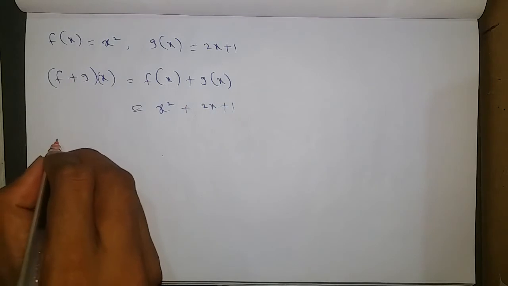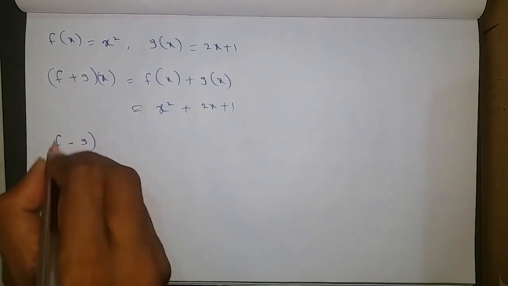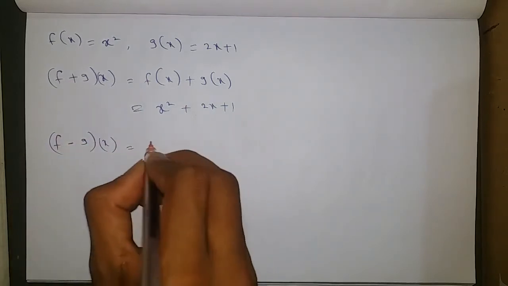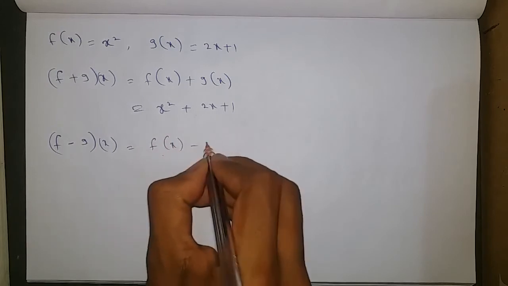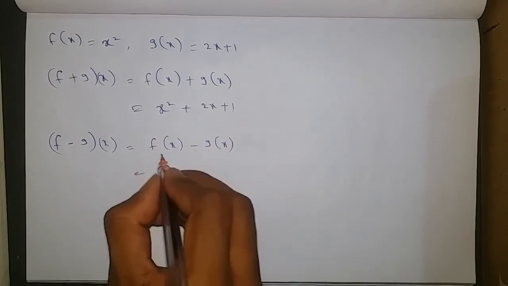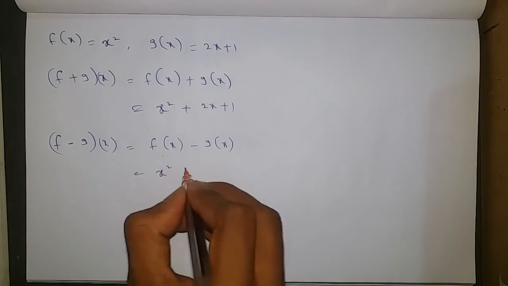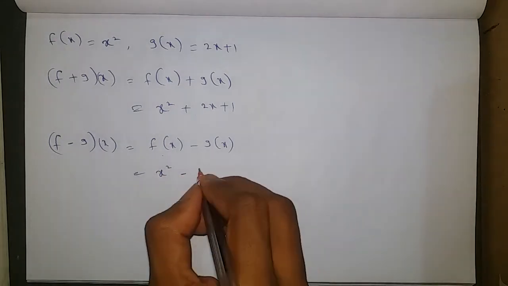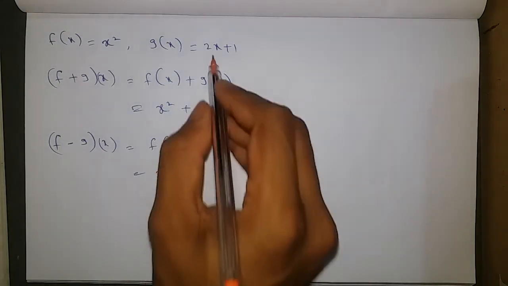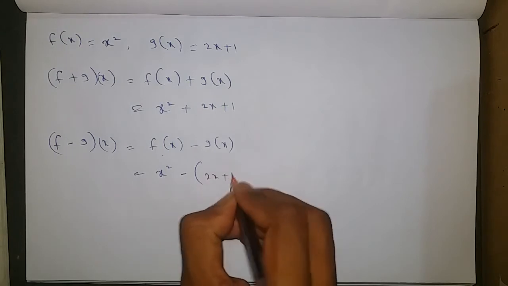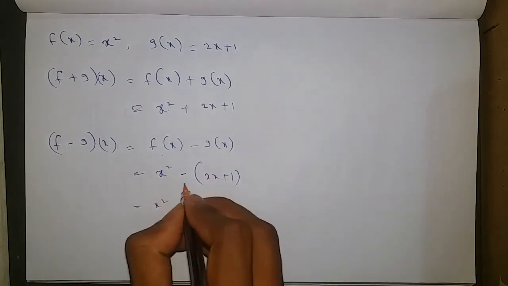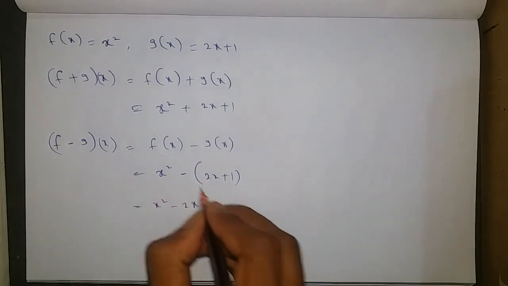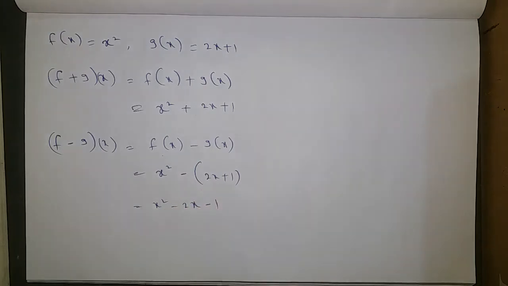F minus g of x is nothing but f of x minus g of x, f of x x square minus, after minus compulsory open bracket, 2x plus 1. x square minus 2x minus 1.